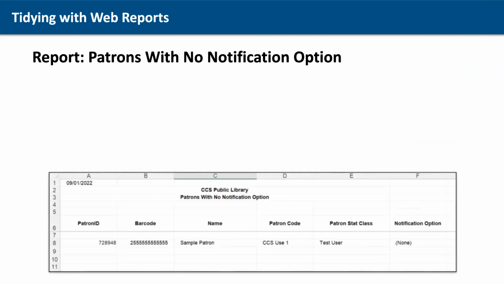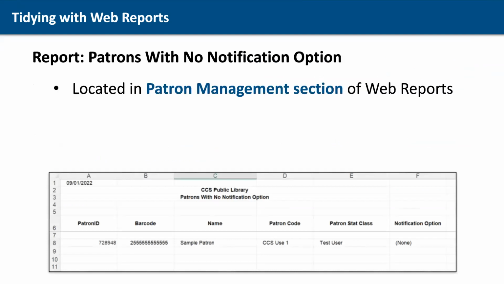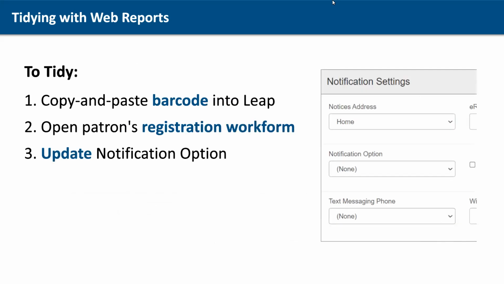This report is located in the patron management section of web reports. It runs monthly. Generally this report is going to be pretty short for your library, especially after the initial cleanup. As you can see from the screenshot, it's a pretty simple report. It doesn't contain a lot of patron information, but it does give you the patron barcode. So tidying the data is a very simple process.